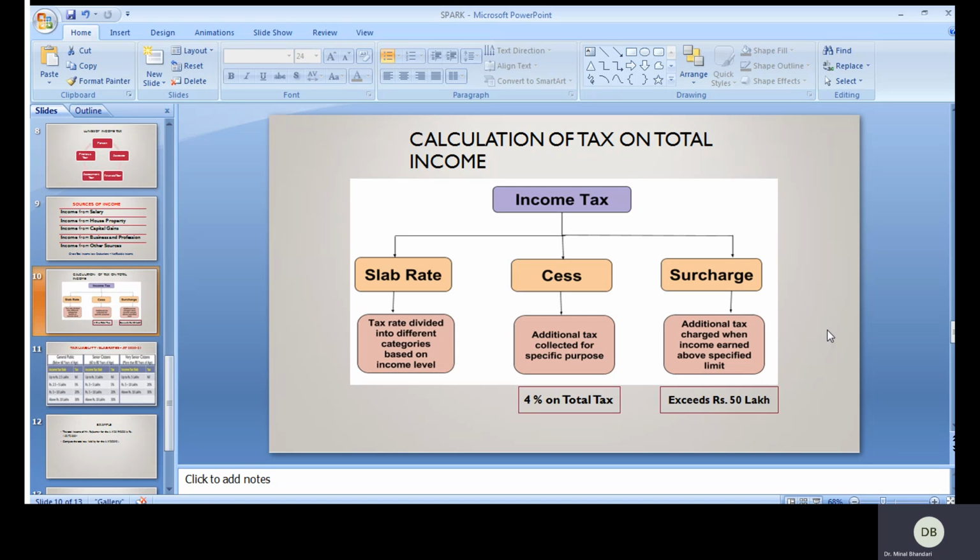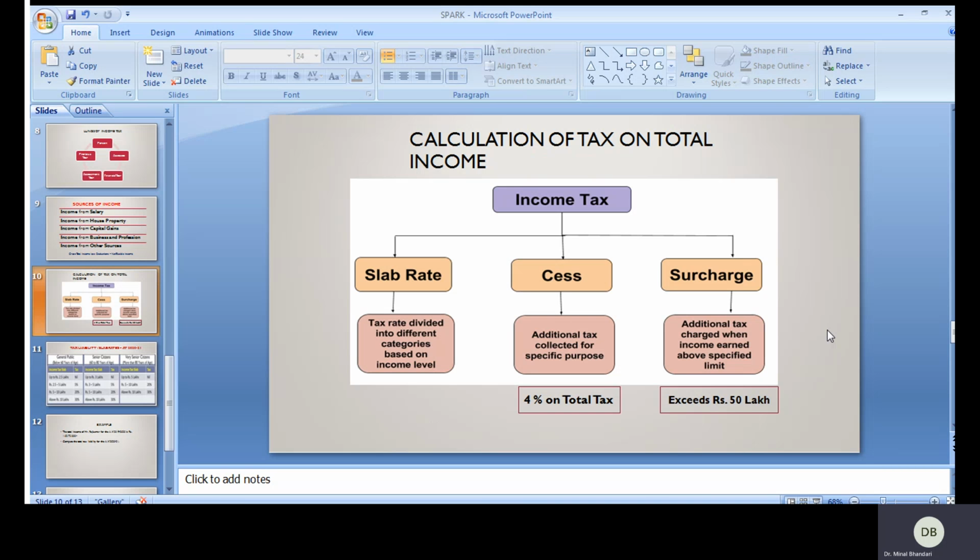The second one is the cess, an additional tax collected for a specific purpose, which is 4% on total tax. That means when we calculate total tax, the assessee is liable to pay 4% on the total tax, that is the additional tax cess. It is additional tax collected for a specific purpose, like educational facilities of the nation or any other purpose.